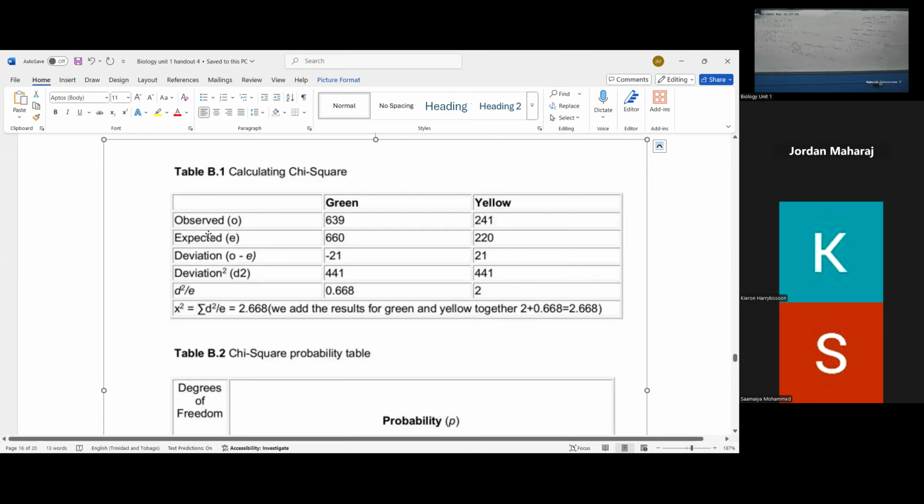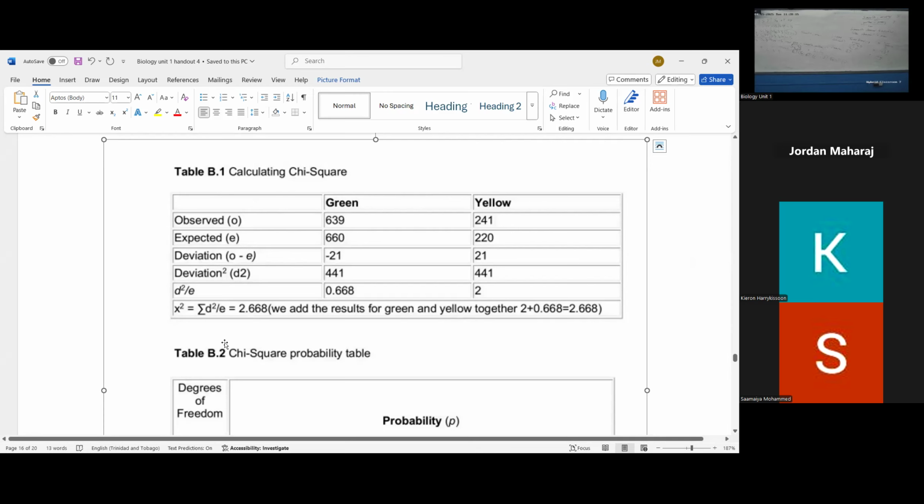Right? We have an expected value. Okay? So this expected value would come from our crosses. When we do the question, you'll see how we come up with the expected value. But for now, the expected value comes from our cross. From our ratios, that's how we get the cross. Right?